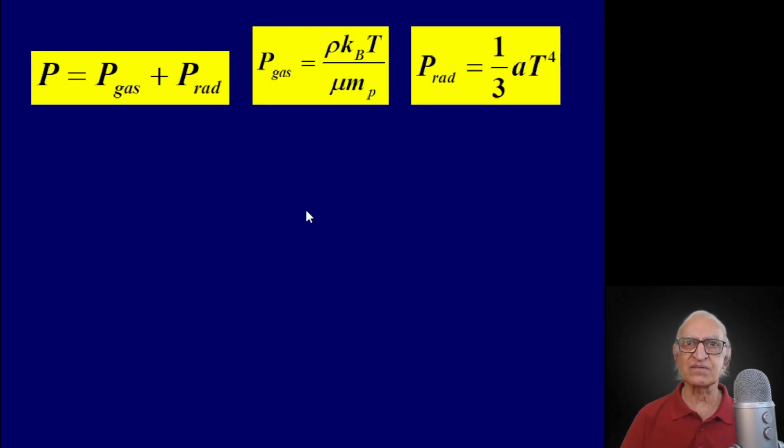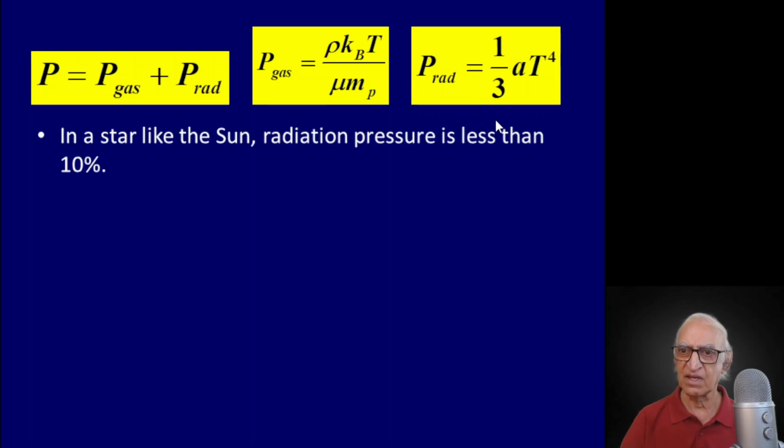Now, let us try to understand what Chandrasekhar showed in this extremely prescient paper. The total pressure of the gas in the core is the sum of gas pressure and radiation pressure. Eddington introduced radiation pressure in 1923. Gas pressure is given by Boyle's law, and radiation pressure is given by Stefan's law. In a star like the Sun, radiation pressure is only about 8 or 10% of the total pressure. Therefore, you can almost ignore radiation pressure. Gas pressure is the dominant pressure.